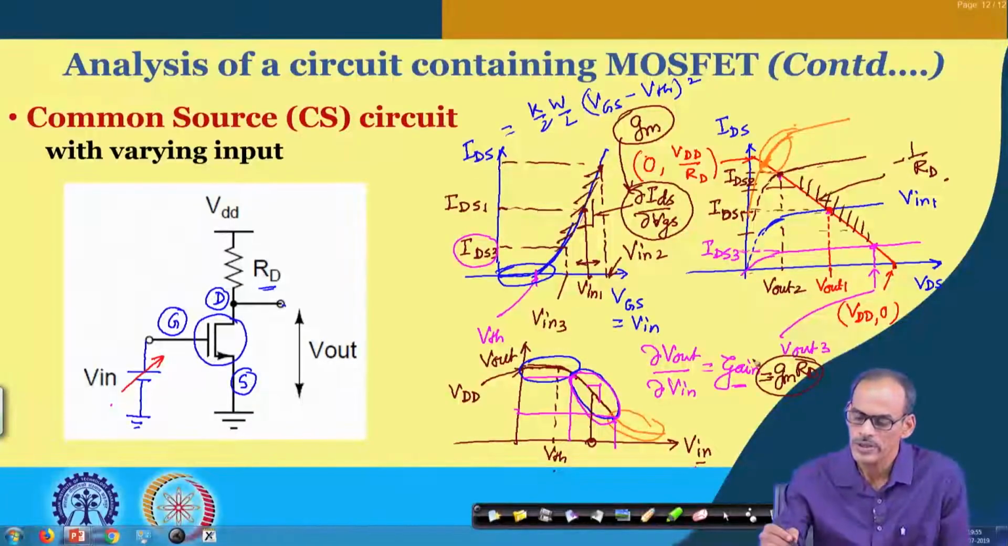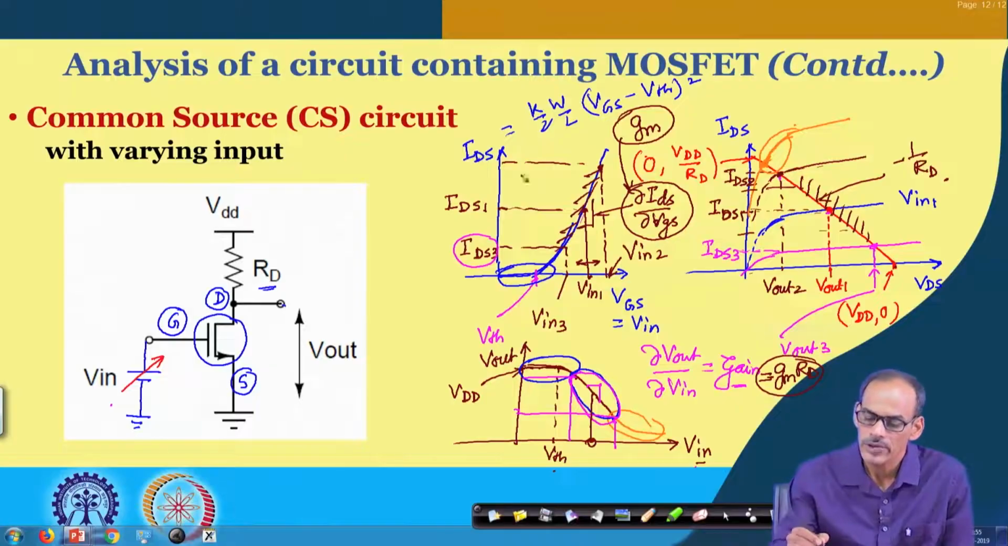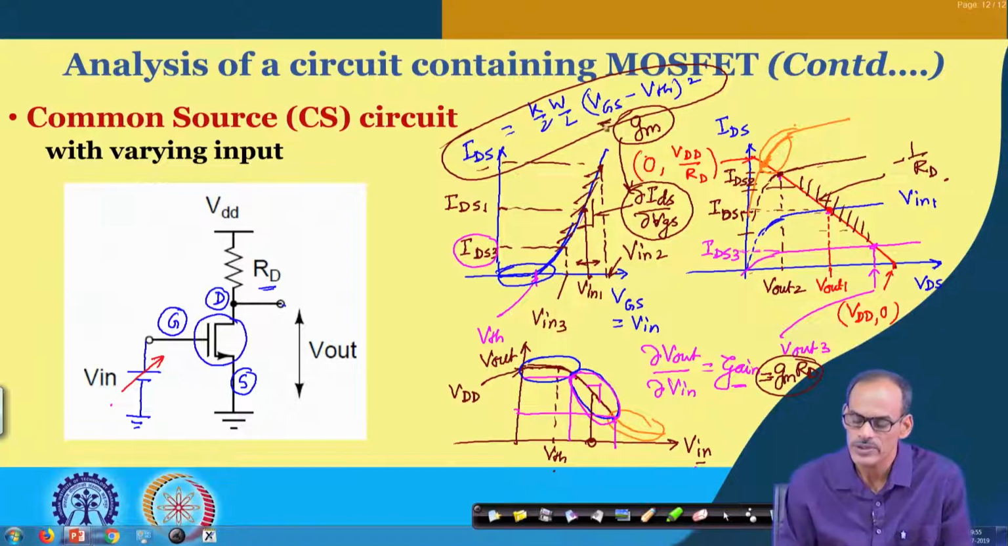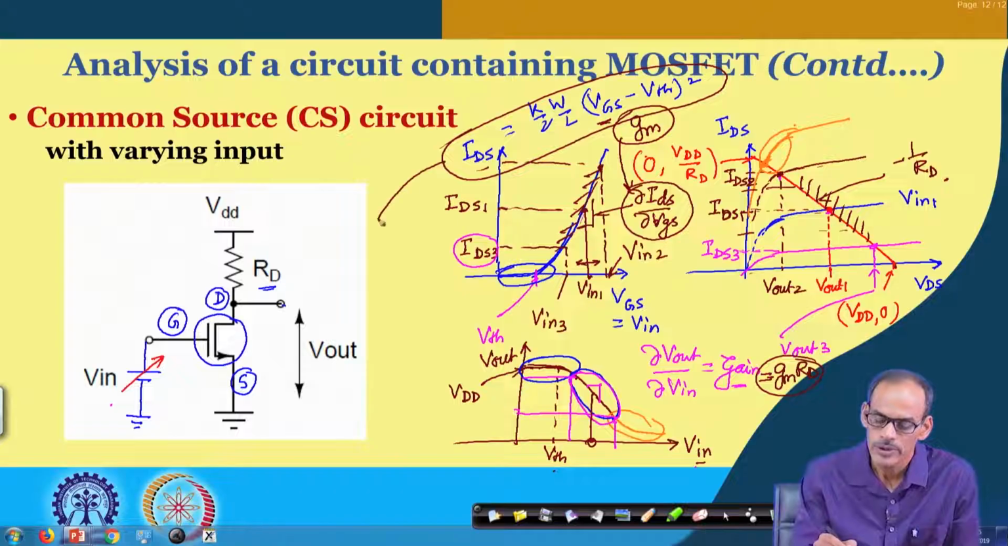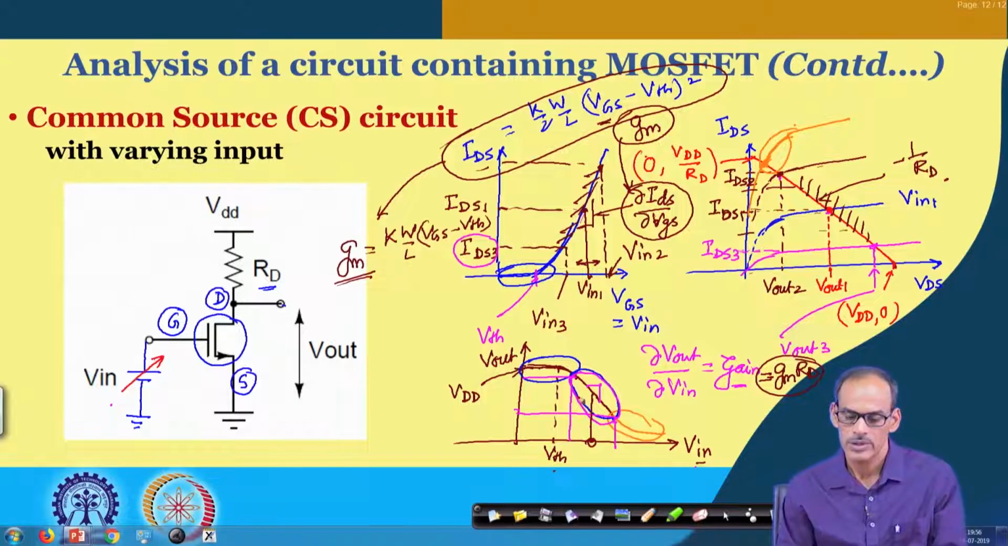So, how do you find the GM? That we will see later, but just to give you a hint: if I consider this IV characteristic, and take the derivative of IDS with respect to VGS, I can find the corresponding GM. Using this equation, the expression of GM is equal to K W by L into VGS minus VTH. If you multiply this GM by this R d, that will give you the gain of the circuit.